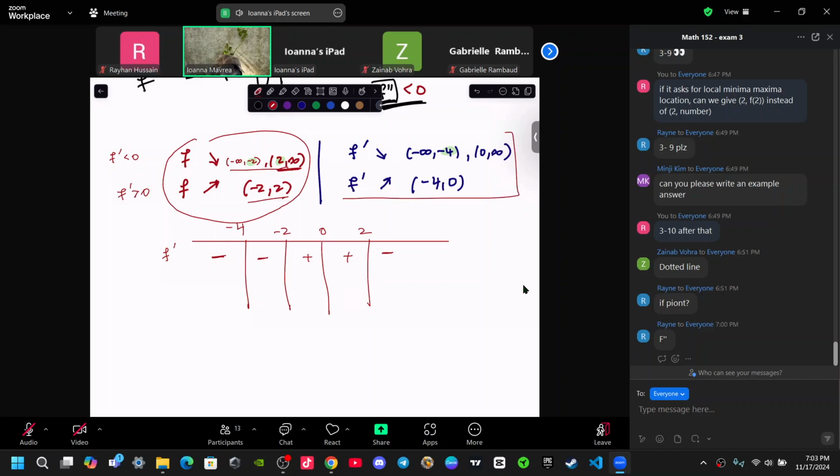So this tells me about the signs of the second derivative. That says the second derivative is negative on these intervals. So after 0 is negative, and to the left of negative 4 is negative. And it tells me the second derivative is positive between negative 4 and 0. So that's the second derivative. So now I can tell what the function is doing.